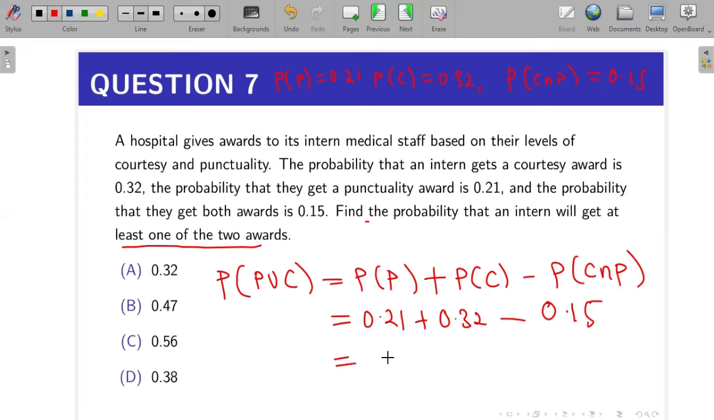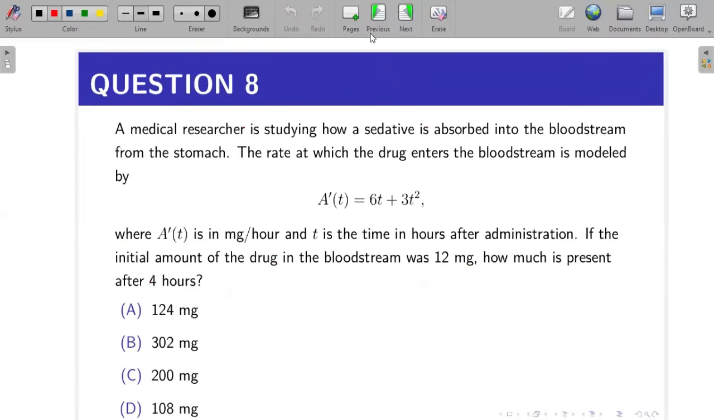So get your calculators, you punch this value, what are you going to get? My calculator is saying 0.38. So 0.38, and then I check if on my options I do have this answer. Oh, I have it here. So I'm going to pick D as my best answer there. Okay, so any questions there, guys? Okay, let's look at question number 8.